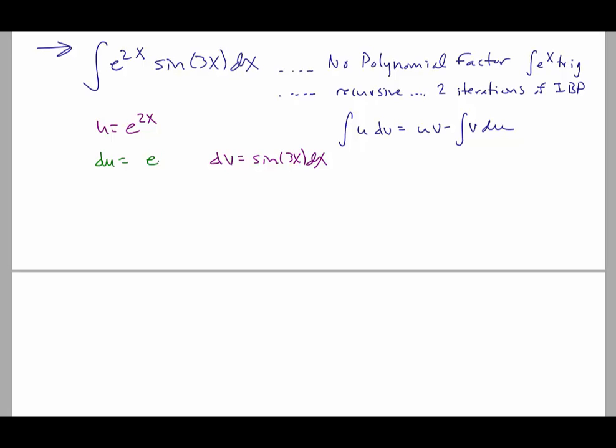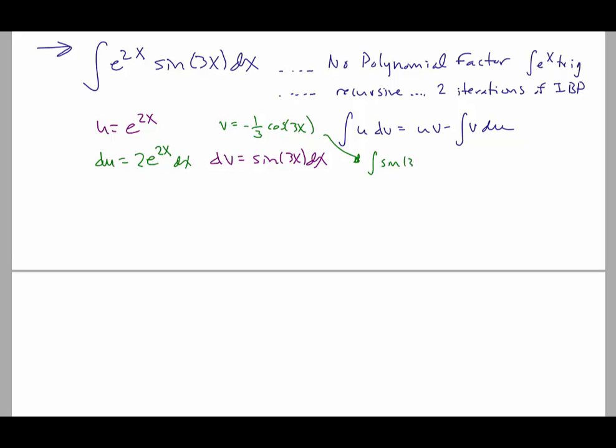So that would be e to the u, u prime. So that would be e to the 2x times the derivative of 2x, which is 2 dx. And then I have to integrate up. So the integral of sine is going to be negative 1/3 cosine of 3x. Now I'm going to show my work here. I'm not going to skip any steps, so I'm going to show that off to the side here.